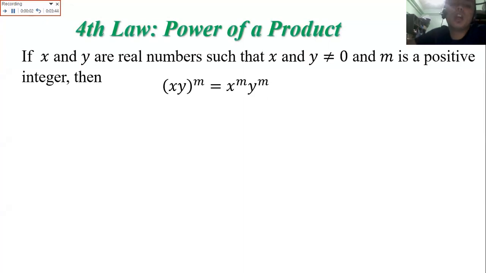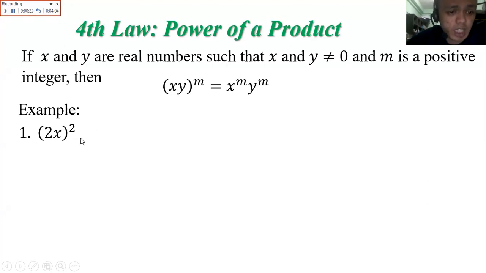Here we have x raised to m. The quantity of xy raised to m is equal to x raised to m, y raised to m. So what happens is we distribute the exponent to x and y, or to the two quantities. Example here, we have 2x raised to 2. Distribute: one exponent goes to 2, and another to x. Evaluate 2 squared, that would be equal to 4. Then copy x squared. So this is the final answer.